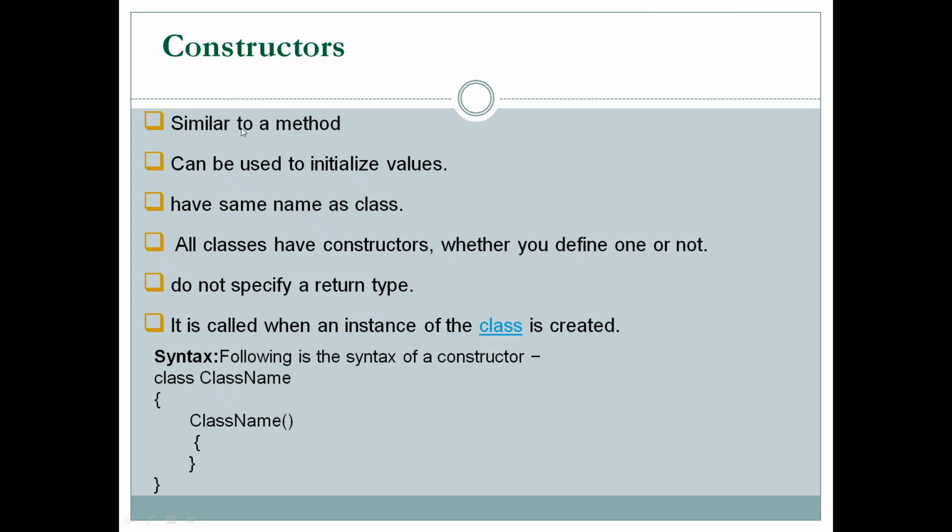Constructors are similar to methods. Constructors which we declare inside the class are almost similar to methods and can be used to initialize values. As I've said, constructors are usually used to give values to the variables which we declare inside the class. A constructor has the same name as the class. This is important: whenever we declare a constructor, it should have the same name as the class name.